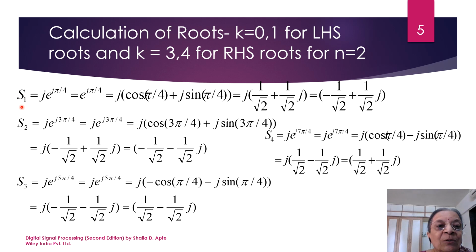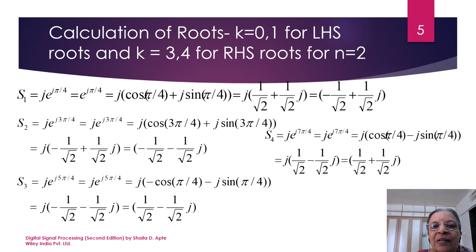So let us calculate the roots. S1 is equal to, so let us put k equal to 0 first. In the corresponding equation, we can calculate this value for the root. When we put k equal to 1, we get this root. K equal to 2, we get this root, and k equal to 3, we get this root. So we are getting four roots of the corresponding equation. We are using the corresponding expression for s_k that we have already seen.